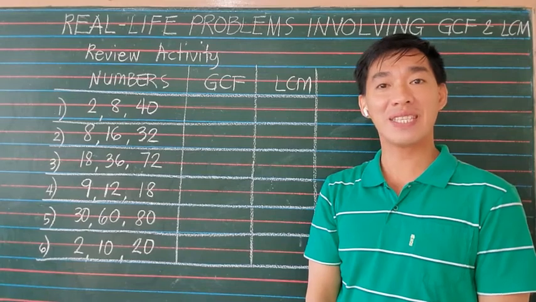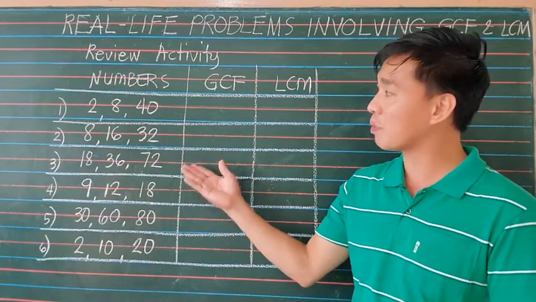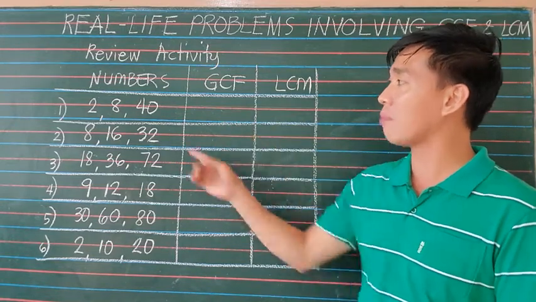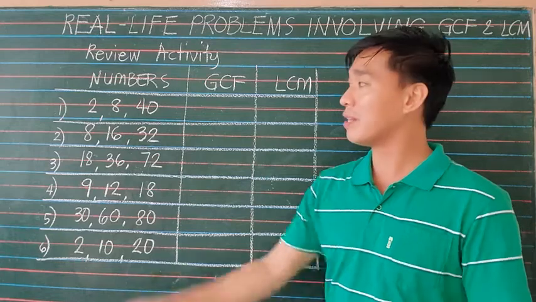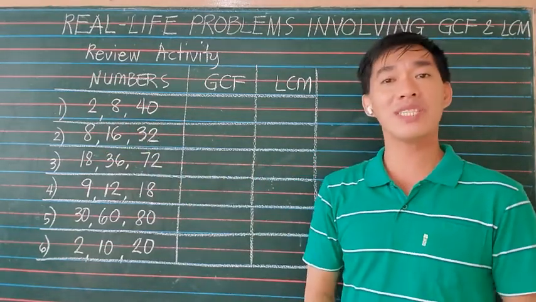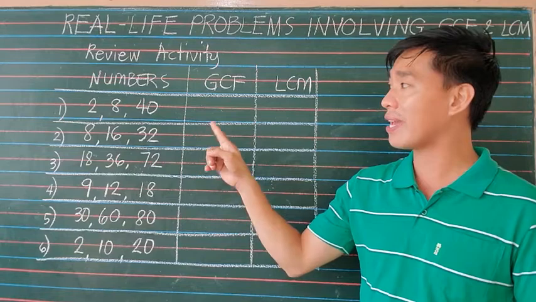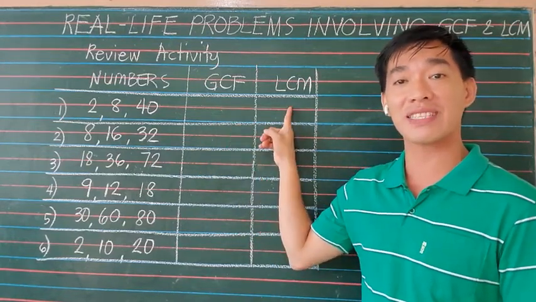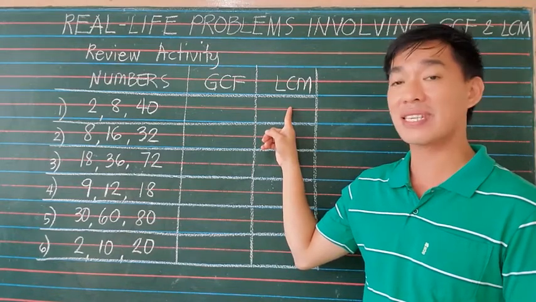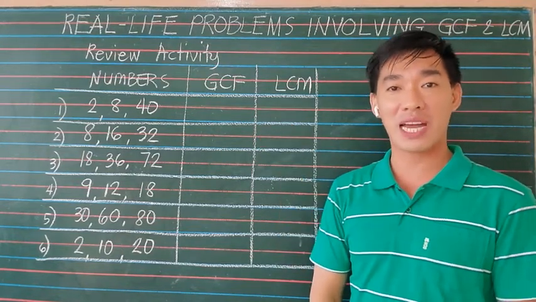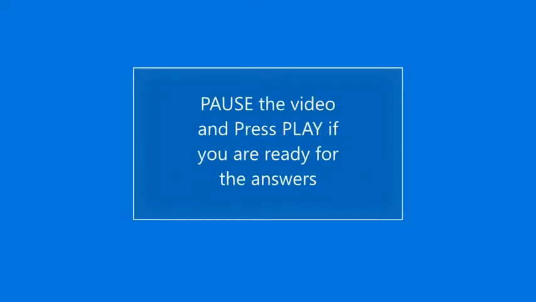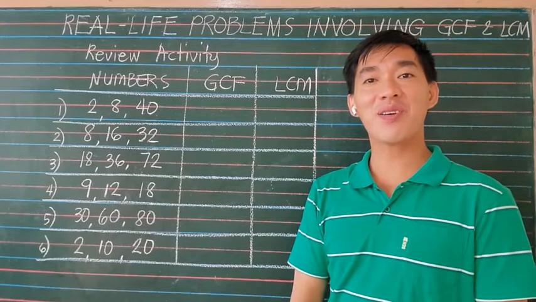For our first activity, our review activity, kindly complete the table by filling out the GCF and LCM of the following numbers. For number 1, 2, 8, and 40. What's the GCF of 2, 8, and 40? Kindly write your answer here. And after that one, you also get their LCM. So kindly write your LCM here. I will give you time to do this one. Copy this in your math notebook and let us now answer your first activity.